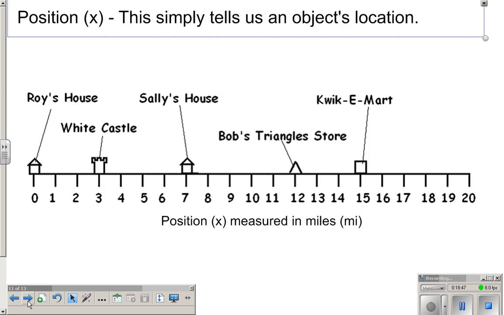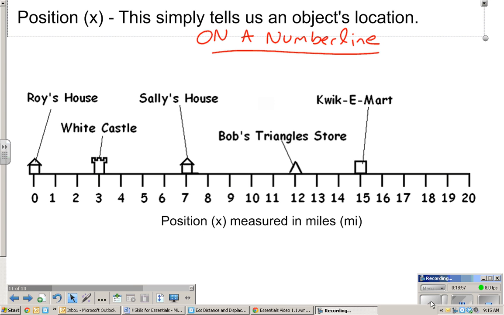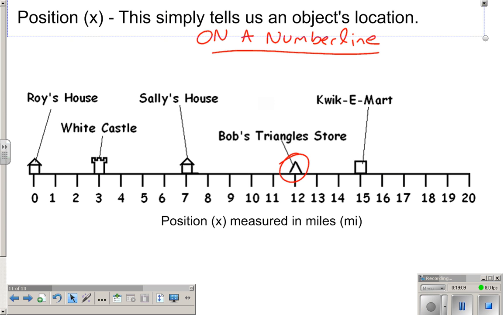All right, so the last thing we need to deal with is position. Position tells us an object's location, and I wish I had used the word number line. So when we talk about position, we have to talk about a number line. Position tells you where the object is on a number line. So here, if I asked you what's the position of Bob's Triangle Store, you'd say Bob's Triangle Store is at a position of 12 miles. And Sally's house is at a position of 7 miles.